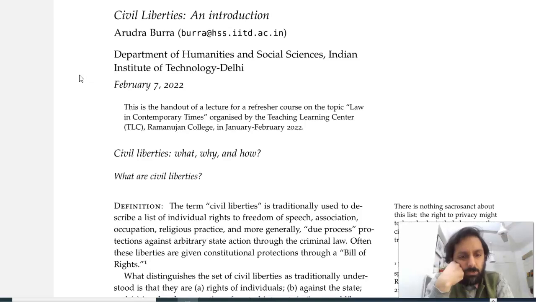And in addition, what I shall try and do is talk a little bit about the constitutional scheme in the Indian context within which civil liberties are to be protected, talk about some limitations of the constitutional protections that exist, and point out some contemporary challenges.